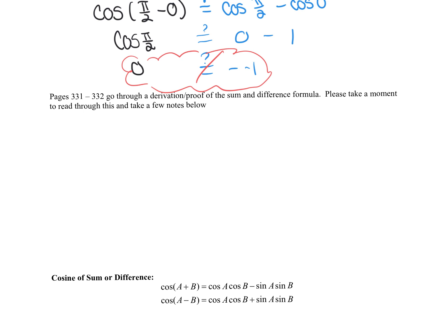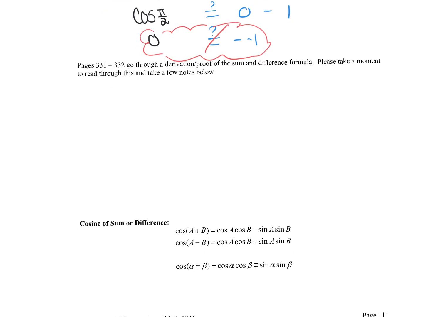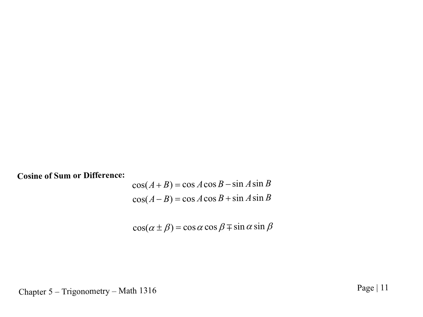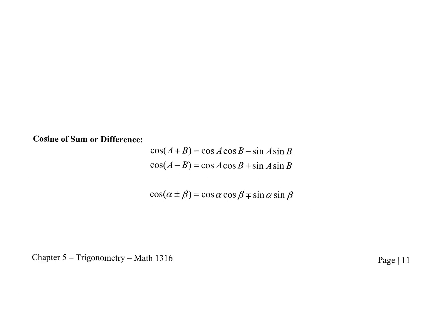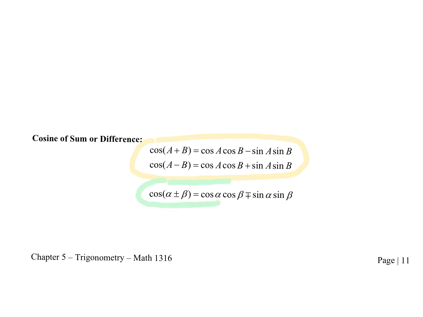So on pages 331 and 332 in your book, you can go through the derivation or the proof of the sum and difference formulas, and it's probably worth looking through, but I'm not going to ask you to prove where the formulas came from. You do however have to memorize them. So the top two versions at the bottom of the page are your textbook versions, which you have to have memorized, and the bottom version is the exact same thing but written as one formula.